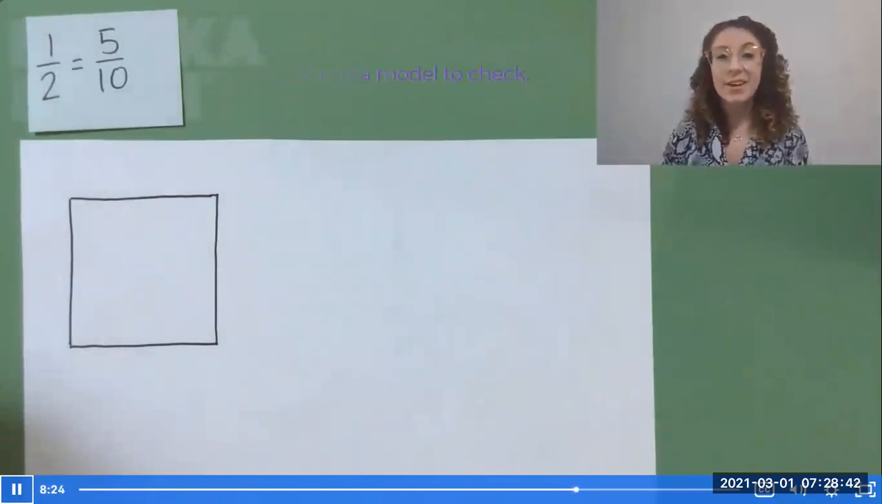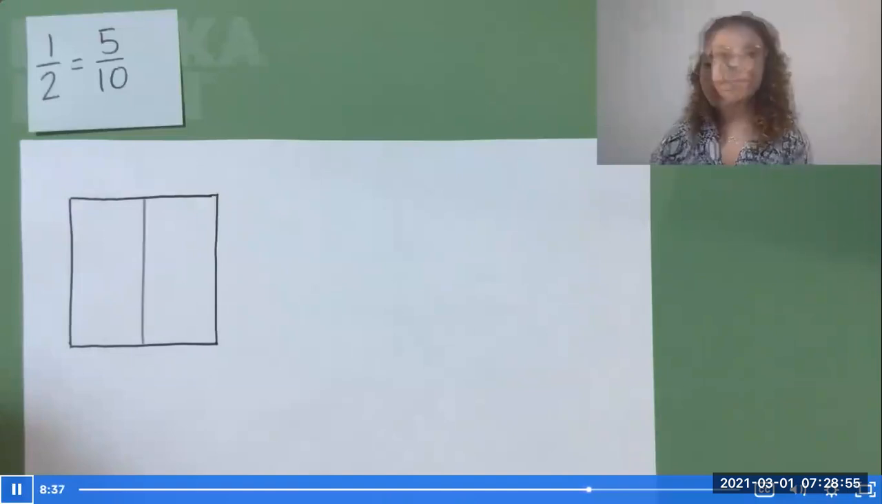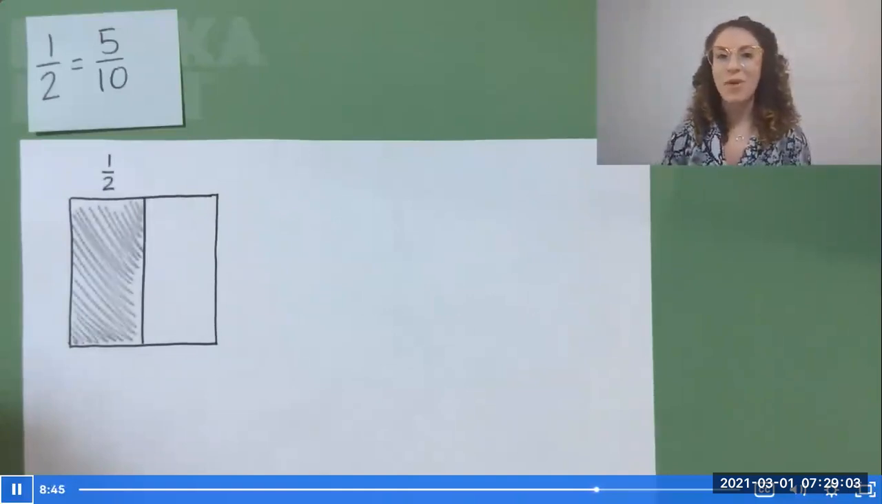So what do you think? Here's what I did. Notice anything we did the same and anything we did differently. First, I drew the whole model. Then I partitioned it in half by drawing one line. I made 2 equal parts. I shaded in one to show 1/2, one of the 2 parts. I want to compare 1/2, 2 units in the whole, to 5/10 with 10 units in the whole. So I need to decompose 2 parts into 10. I know 5 2s make 10, so I think I need 5 rows.